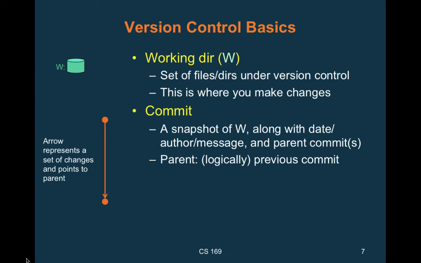But think about it as a set of commits, which I'll be representing with these orange bullets there. Each commit is really a snapshot in time of the contents of the working directory, along with some meta information, like the date when it was snapshotted, the author who made the snapshot, and the message that the author wrote. Okay, that's all represented by this blob, and it's stored somewhere in the database.